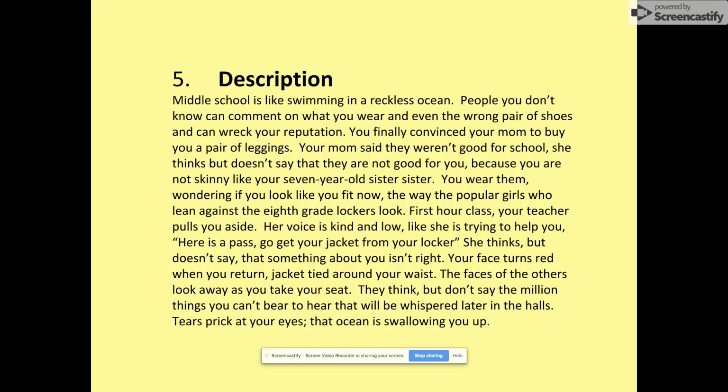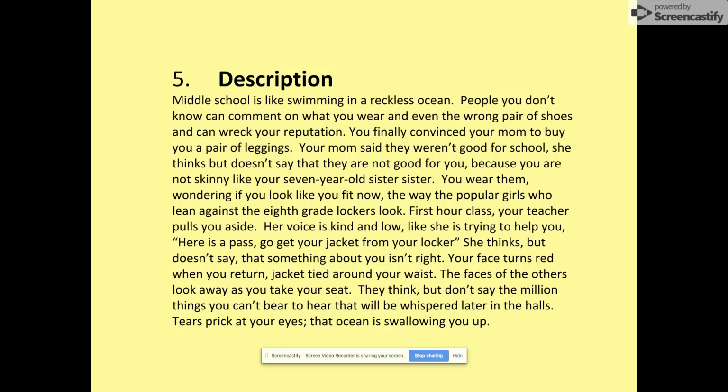Right, and the last one is a description. This is something more that you make up. This is different from the anecdote in that you create this. You create a scenario. So middle school is like swimming in a reckless ocean. People you don't know can comment on what you wear, and even the wrong pair of shoes can wreck your reputation. You finally convinced your mom to buy you a pair of leggings. Your mom said they weren't good for school. She thinks but doesn't say that they are not good for you, because you are not skinny like your 7-year-old sister. You wear them wondering if you look like you fit now, the way the popular girls who lean against the 8th grade lockers look.